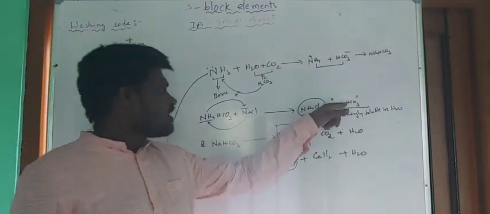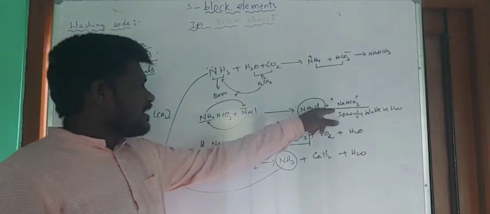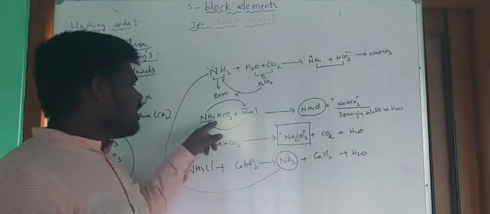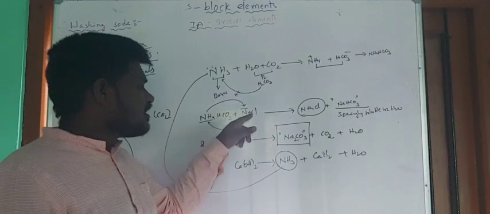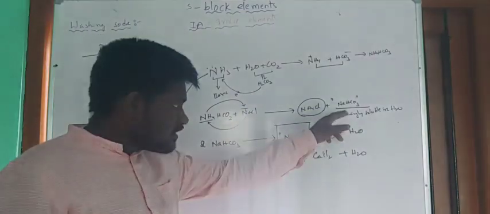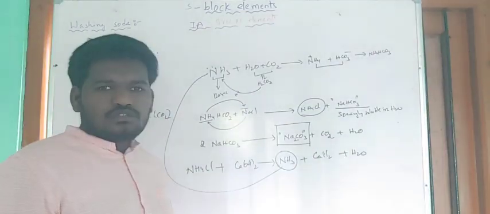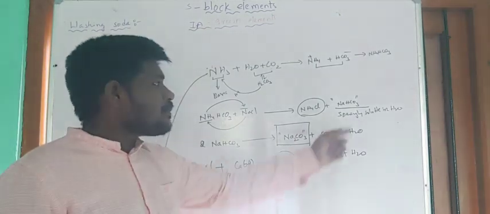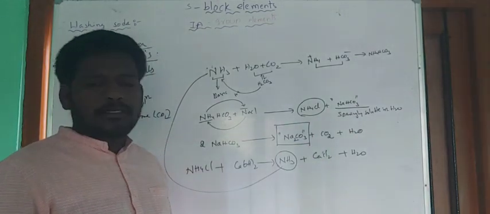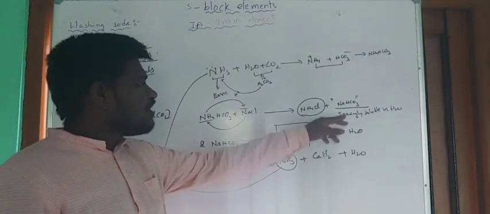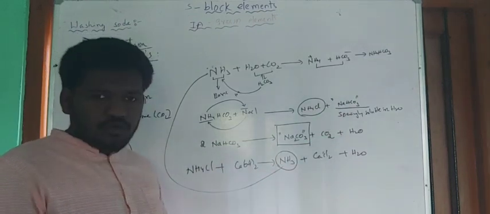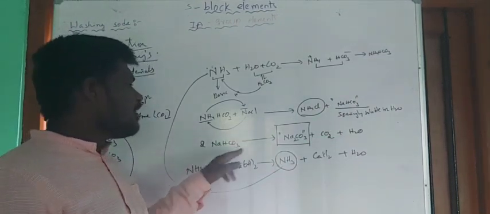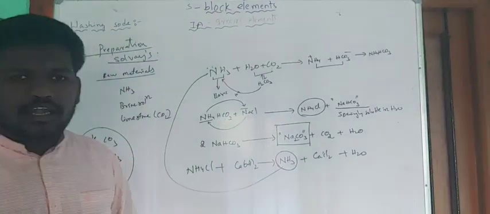In this reaction we get NaHCO3 when you treat ammonium bicarbonate with NaCl, and it is insoluble in water. That's why we can separate it through filtration, and the filtered NaHCO3 is pure, and upon heating we get the sodium carbonate.